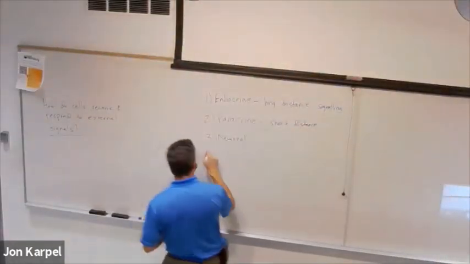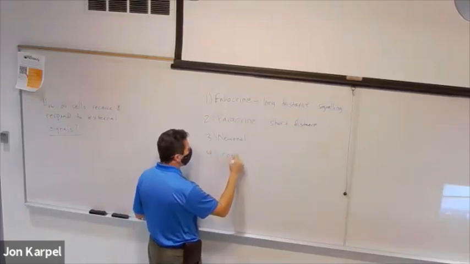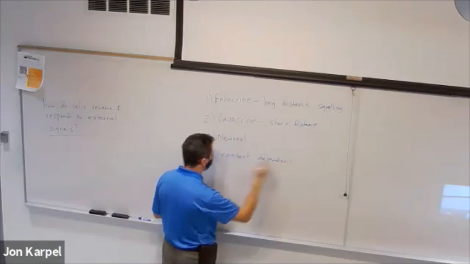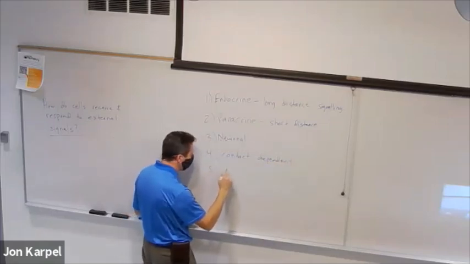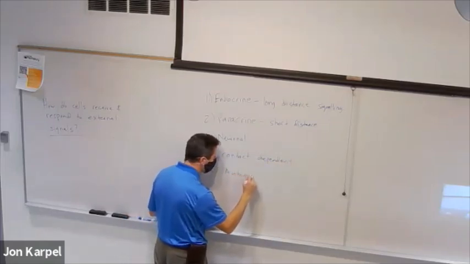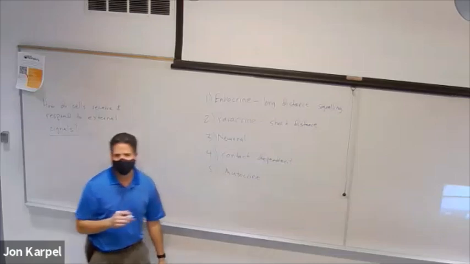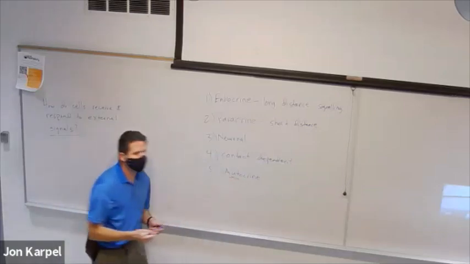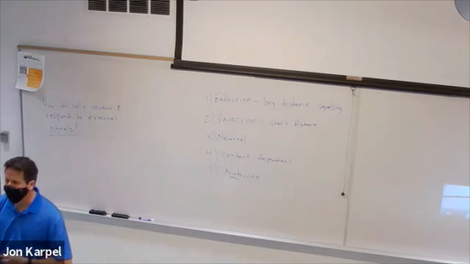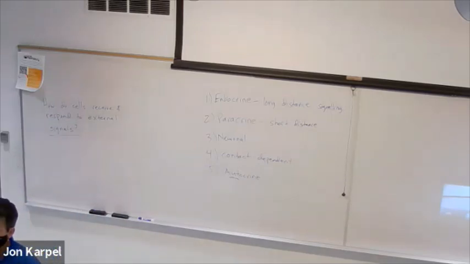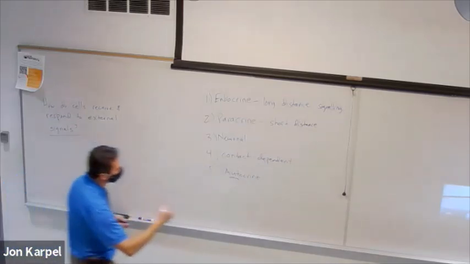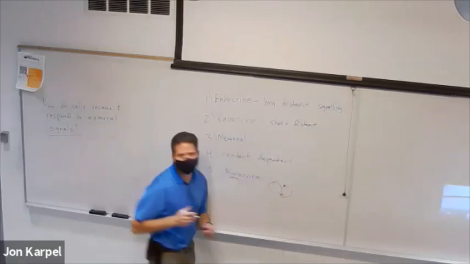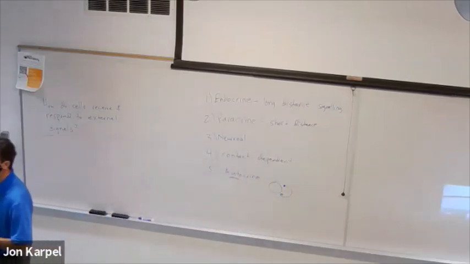So we have neuronal, contact dependent, and then I'm going to add one more. It's kind of interesting. Autocrine signaling. Anybody heard of this one? Auto, what do you think auto means? Autobiography? So this one's kind of weird. It's a cell that will signal to itself. Send out a signal to itself.